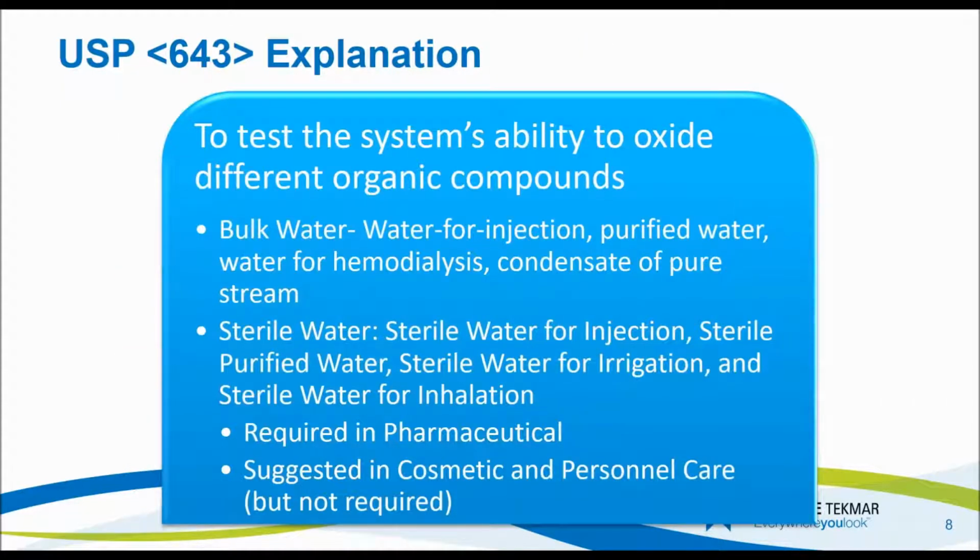All right, so here's the explanation for USP 643. It's to test the system's ability to oxidize different organic compounds. So when you calibrate with KHP, that's not really telling you if different organic carbon compounds will be oxidized at the same rate. So it's just ensuring that it will oxidize every carbon-containing molecule in your matrix.